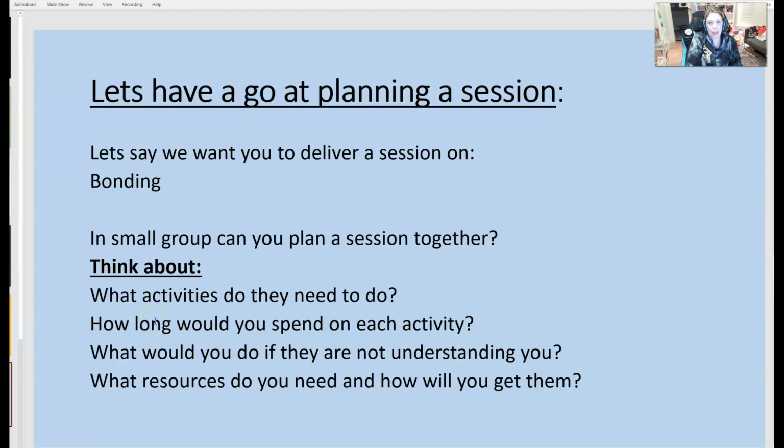So what we did then was we had a go at planning a session. So let's say you wanted to deliver a session on bonding. In a group, they thought about what you could do to plan that session. So I want you to think about that yourself now.